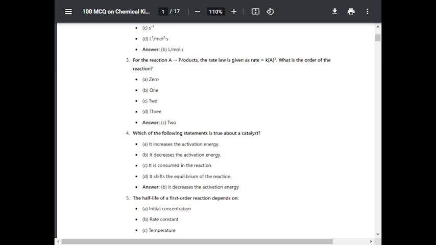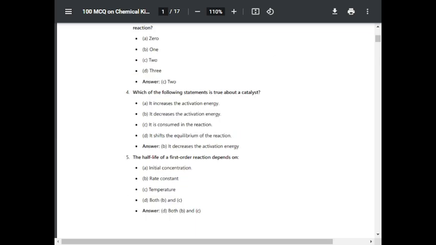Question number 4. Which of the following statements is true about a catalyst? Option A, it increases the activation energy. B, it decreases the activation energy. C, it is consumed in the reaction. D, it shifts the equilibrium of the reaction. The correct answer is B, it decreases the activation energy. Option B is correct.